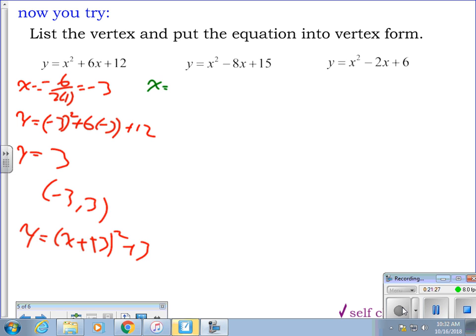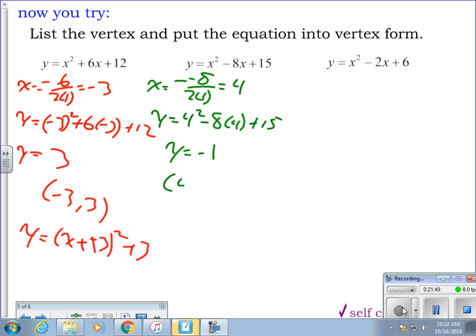Same thing on the next one. X equals minus negative 8 over 2 times 1, which is 4. Y equals 4 squared minus 8 times 4 plus 15. 16 minus 32 is negative 16, plus 15. Y equals negative 1. So I get 4, negative 1 for my vertex. Y equals (x minus 4) squared minus 1.